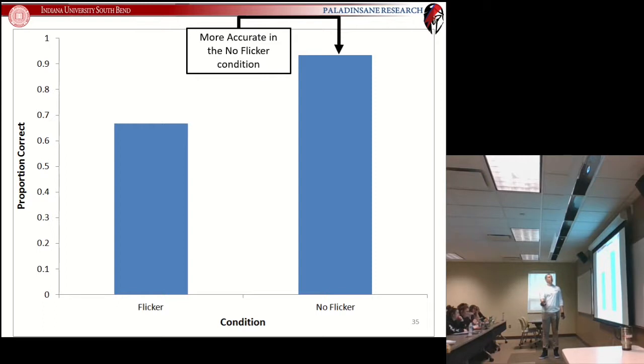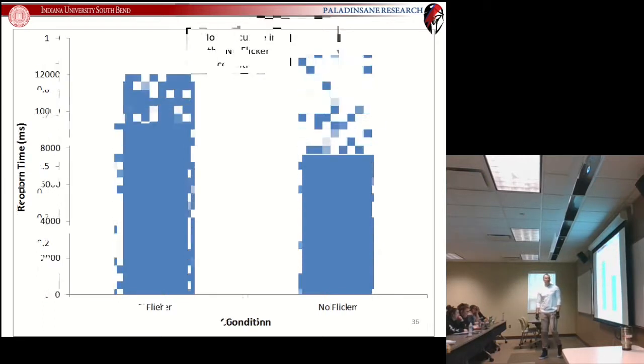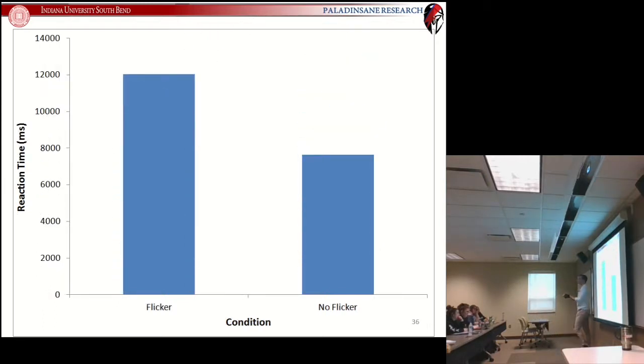They also reported reaction times, so how quickly were you able to detect that change, how quickly were we able to decide that there was a change or there was not a change. And here we have, once again, the flicker condition, no flicker condition. This is reaction time in milliseconds. So each 1,000 of these is a second. So this is 2 seconds, 4 seconds, 6 seconds.